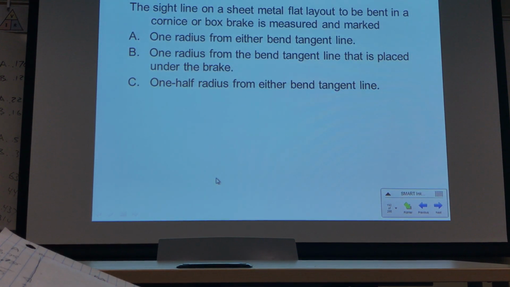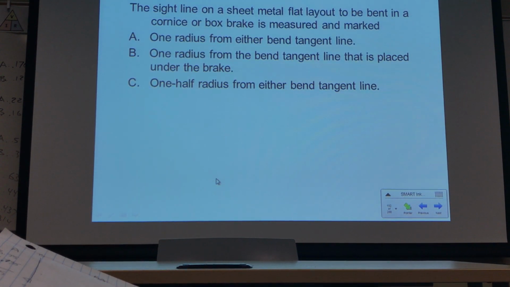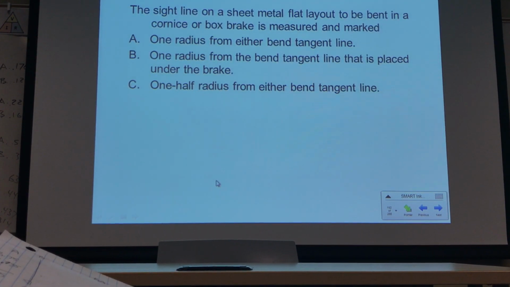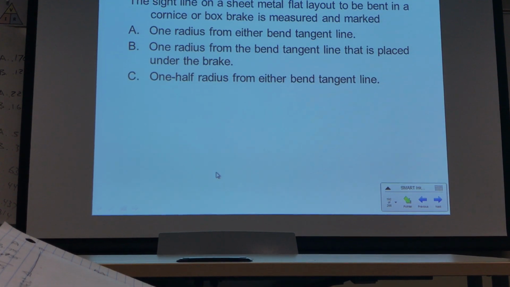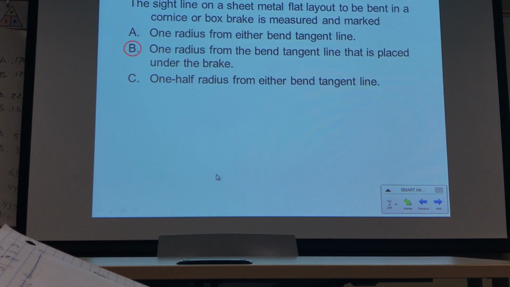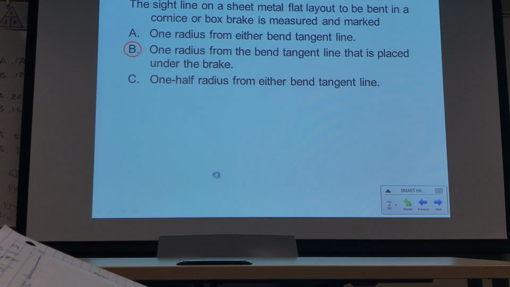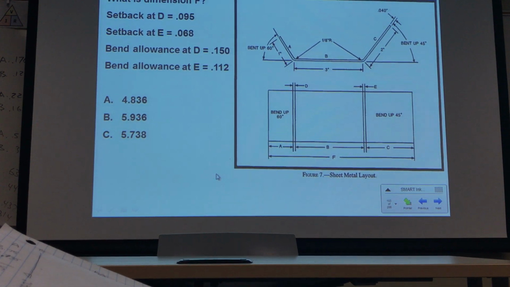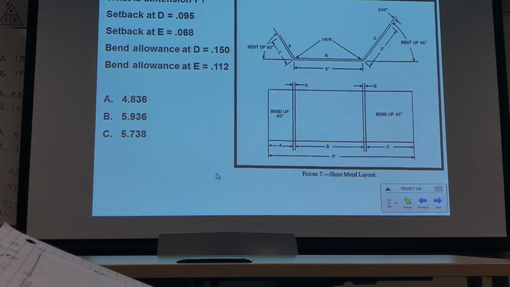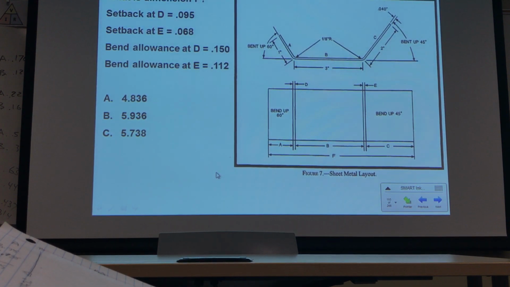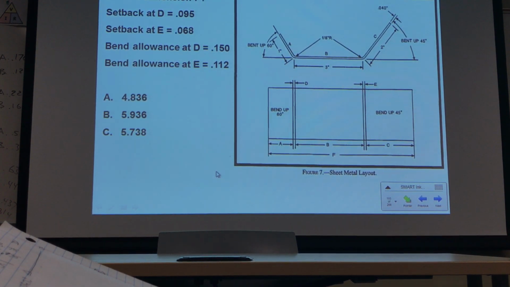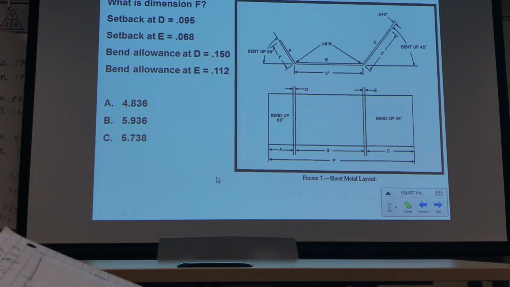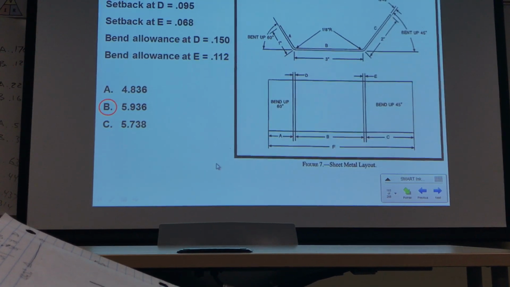Where is the sight line located in bending? One radius from the hidden bend tangent line, right? So the correct answer is what? Alpha, Bravo, or Charlie? You have to figure out the developed width. Fortunately, they've done the homework for you, so all you have to do is figure out what to do with those numbers. So again, just subtract out the setbacks and add the bend allowances, and you should come out with the answer.